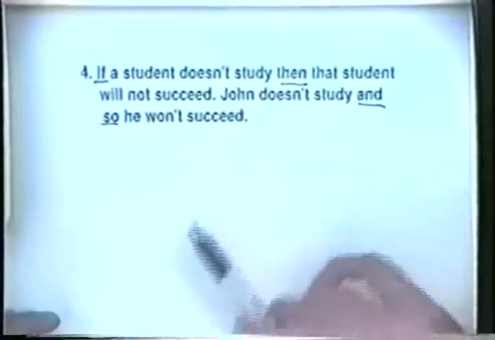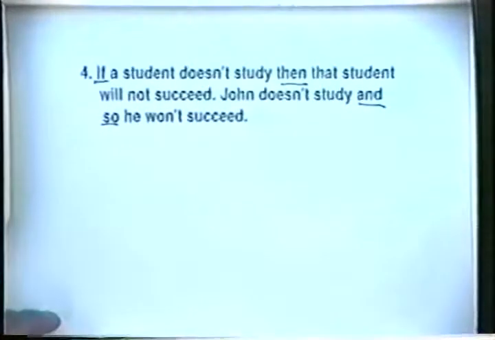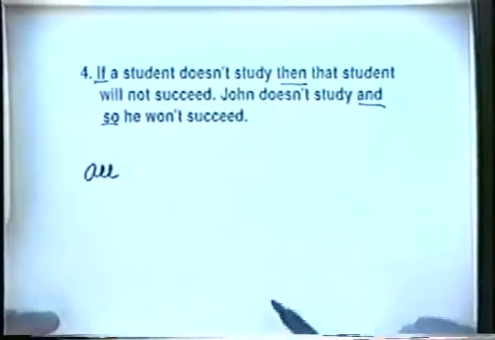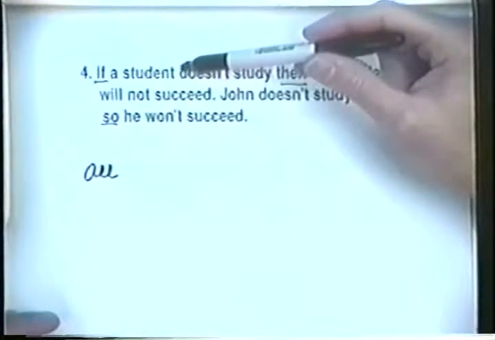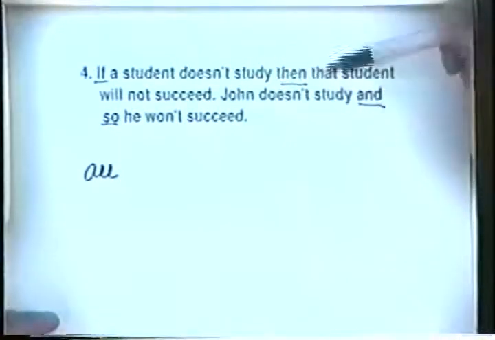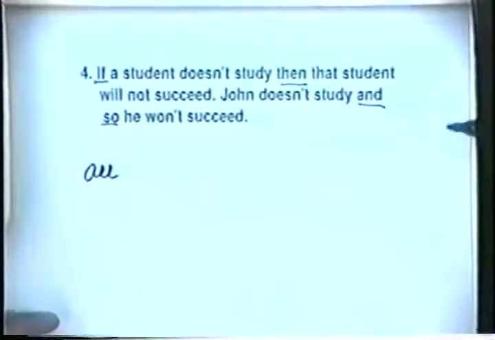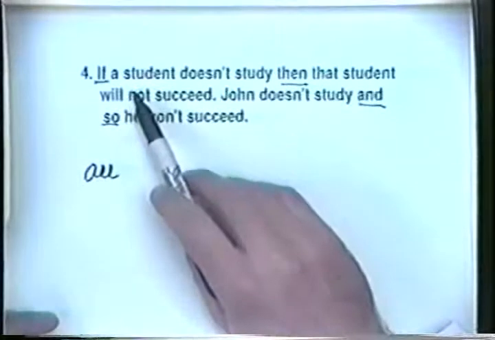Well, if a student doesn't study, then that student won't succeed seems to be saying something general about any student. That is, any student who doesn't study is a student who won't succeed. So the quantifier that we need is all. And that may throw you at first, because a student may appear to you to be indicating or referring only a single person or some student. But if you read the sentence carefully, you'll see it really is a general sentence that does require the universal quantifier all.